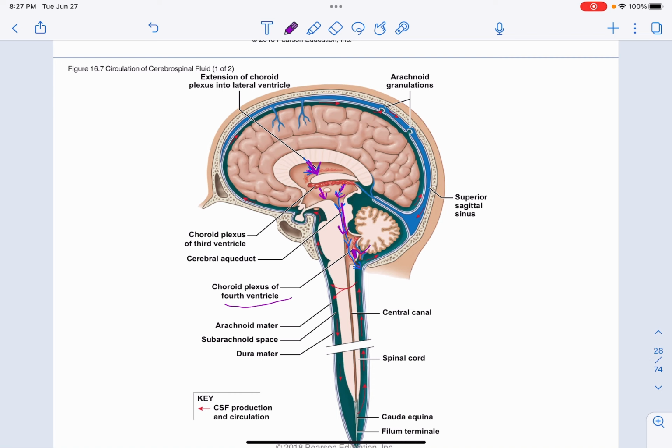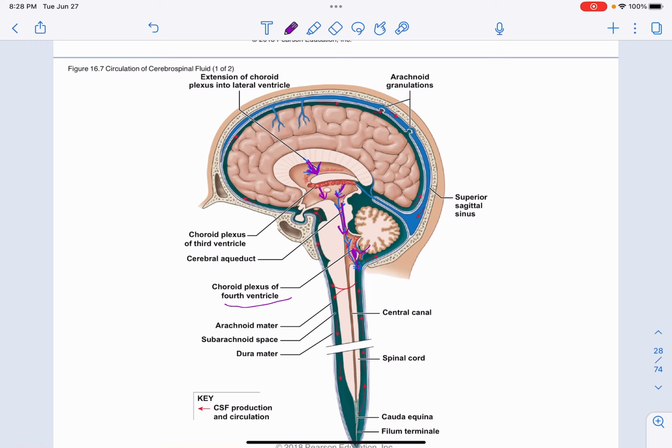I'm trying to use a color that you can see. The fourth ventricle can also add more volume to it. Then it's going to exit out and follow through. It can go down now to the central canal through the spinal cord, and it could also enter the subarachnoid space. So once it leaves that fourth ventricle, it can then circulate throughout the brain. It can go down the spinal cord, and then it can go back up again.